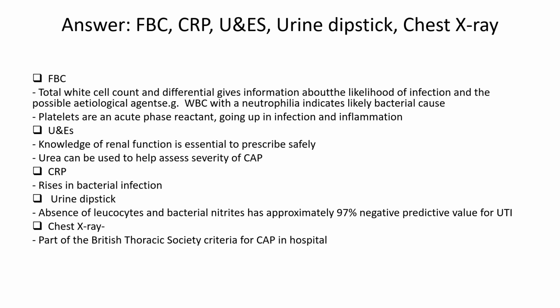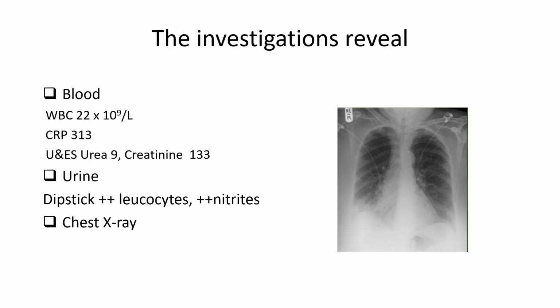Urine dipstick will help us understand whether there is a UTI because it has a 97% negative predictive value for UTI. Chest X-ray was done as part of the thoracic category. So that was the reason for this list of tests. Now, what did these tests reveal in the investigations?